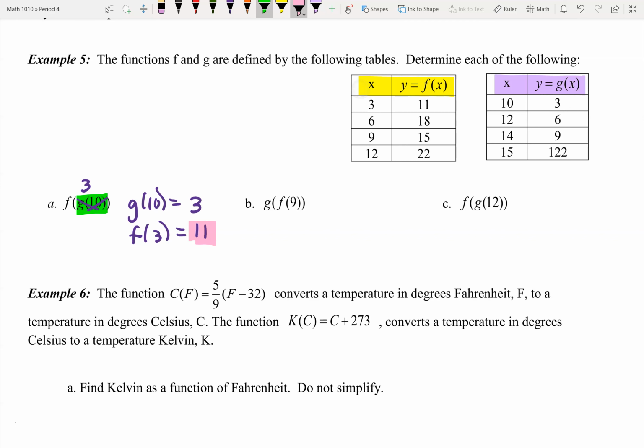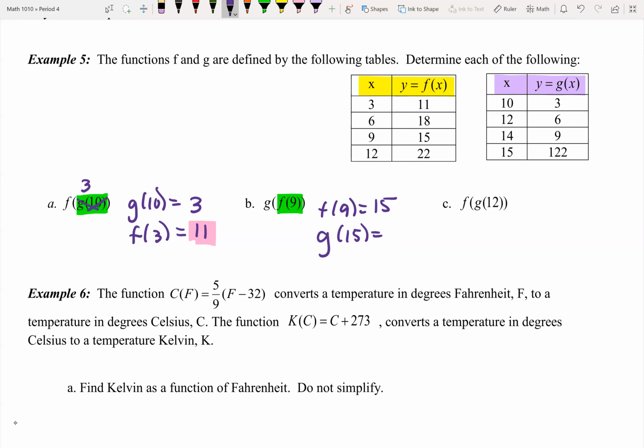Let's do it again. First thing I'm going to do is find f of 9. I go into the yellow table, and when x is 9, y is 15. Now I find g of, tell me everybody, 15.